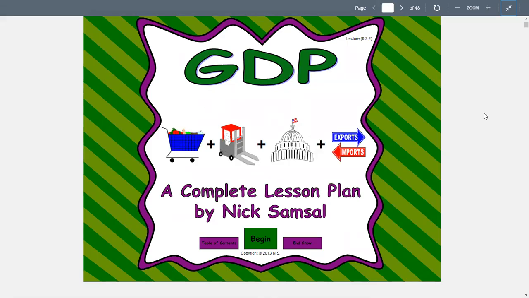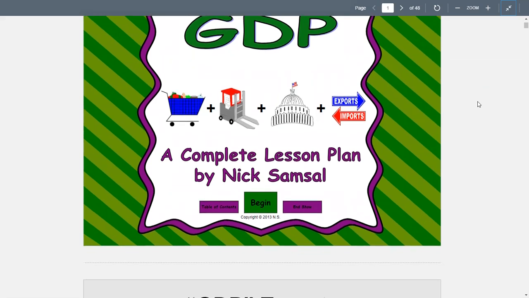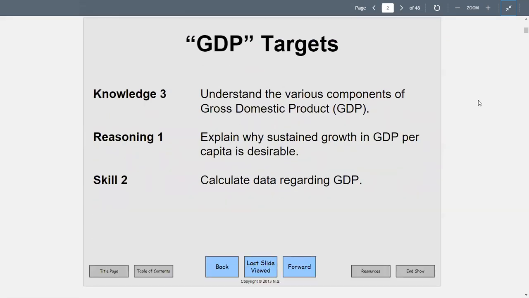All right, so today we're going to be talking about the GDP, which is gross domestic product. At the end of this, you should be able to understand the various components of the gross domestic product, explain why sustained growth in GDP per capita is desirable, and calculate data regarding the GDP.